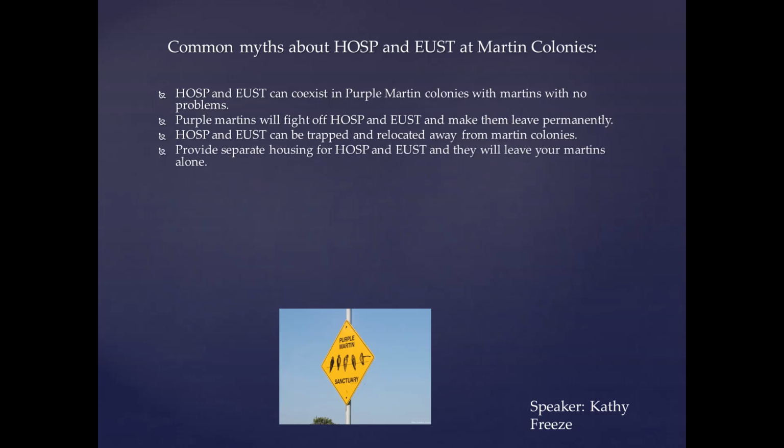Provide separate housing for house sparrows and European starlings, and they will leave your martins alone. No, that may happen once in 1,000, but why risk it? There are several reasons you don't want to do this. One, if you provide separate housing for them and they do start breeding, guess what happens to your site? The numbers of these invasive birds increase. The competition for the housing increases, and you just have to keep adding housing to appease them.